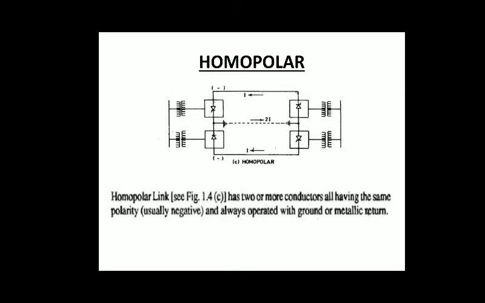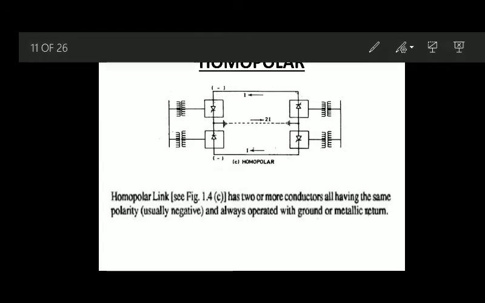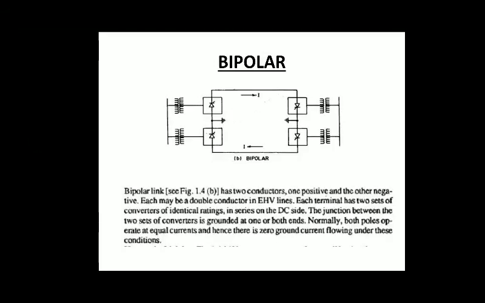Next we have the homopolar HVDC link. And what is the difference between homopolar and the previous bipolar? So look carefully at the direction of the arrows of the SCRs. On the left side we have both directed arrows above, and on the right side we have ground directed arrows.